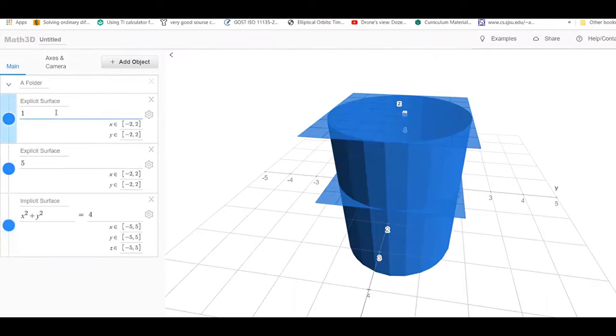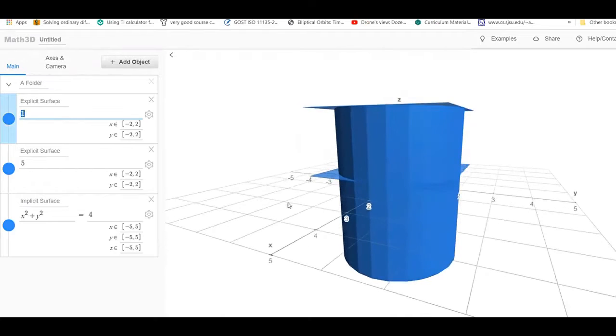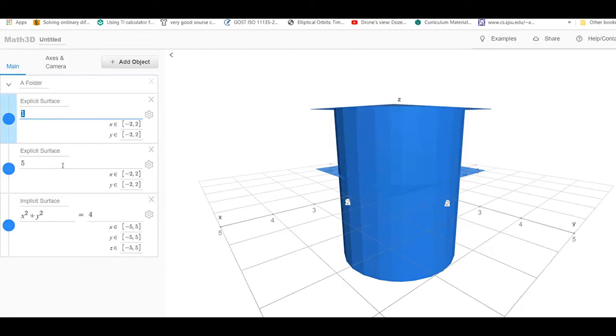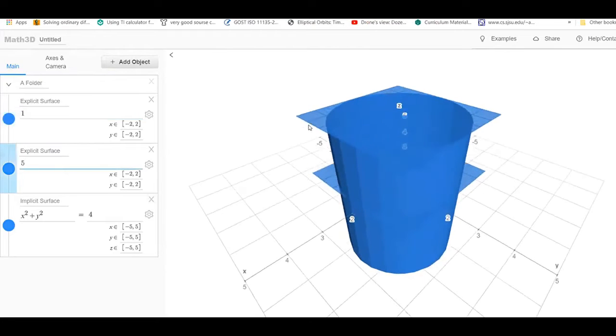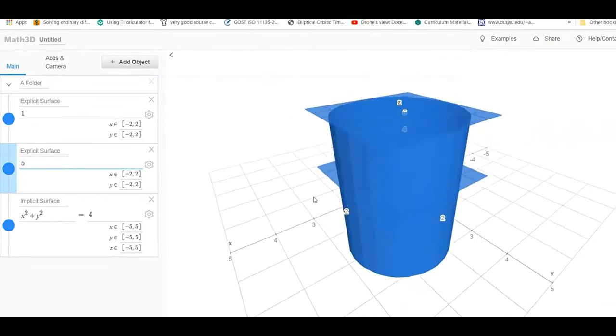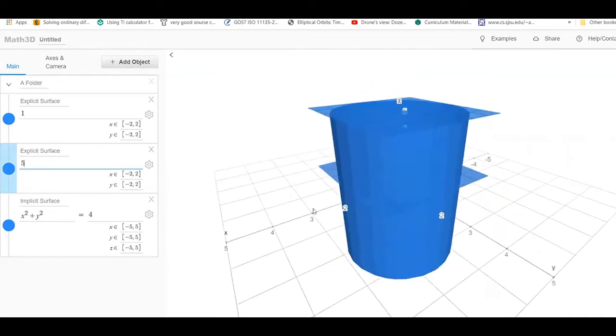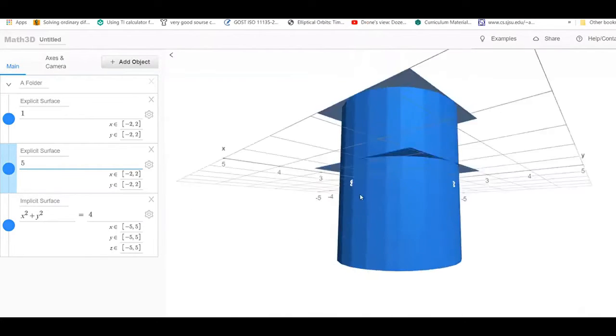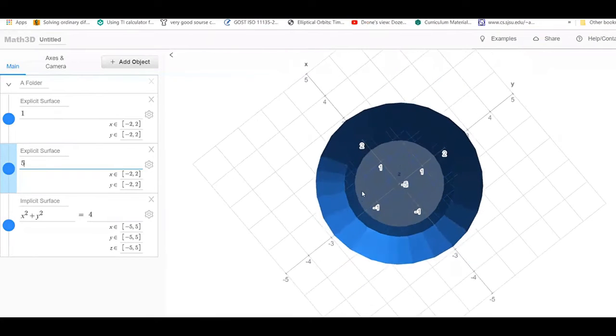Very well. Here we have z equals 1. This is your plane here. Then you have z equals 5 on top. And you have x squared plus y squared equals 4, which is your cylinder. The intersection between these two planes and your cylinder is this region here.